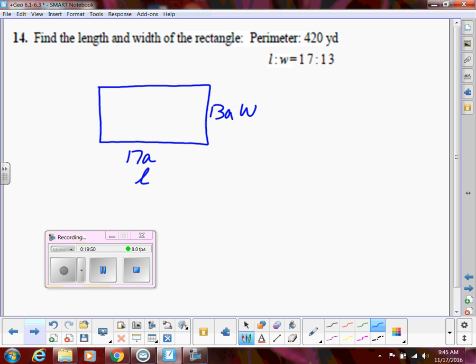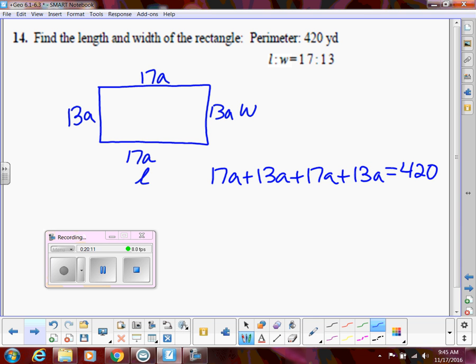And they tell us that the perimeter is 420. So I'm going to go ahead and label the other sides. This has to also be 17A, and this has to be 13A. So if I add all of those together, and set it equal to my perimeter, which is 420, then I'll be able to solve for A and get the actual length and width of the rectangle. So let's do that. So we're going to get 60A is equal to 420, and then divide by the 60, and you should get 7.